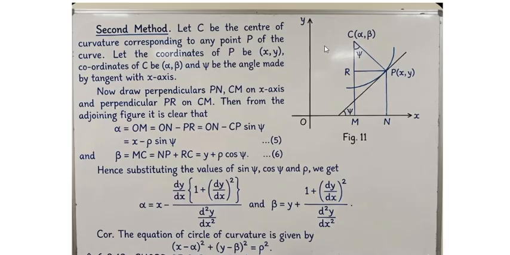Now with these values, we know sin psi and cos psi, but how do we find them? Already we know that tan psi is equal to dy by dx, and we already stated the formula for rho, that is, 1 plus dy by dx whole square raised to 3 by 2 divided by d square y by dx square. We have already found this, and to find sin psi and cos psi, tan psi is equal to dy by dx. From that we can find sin psi and cos psi.